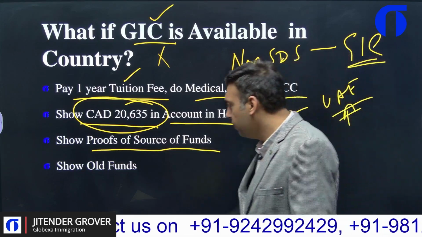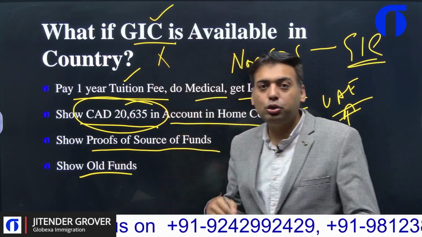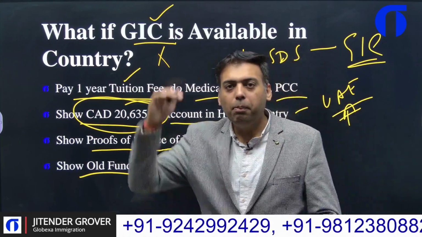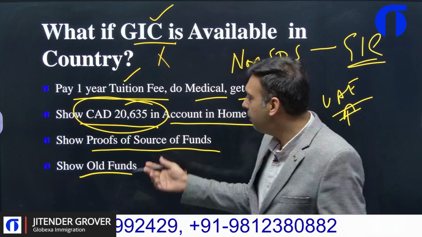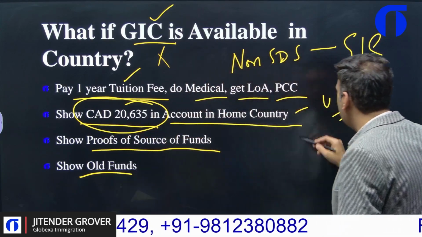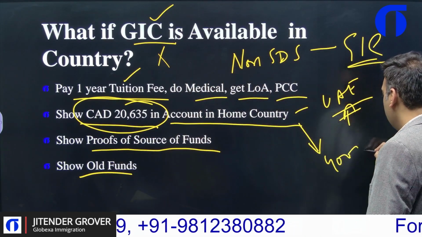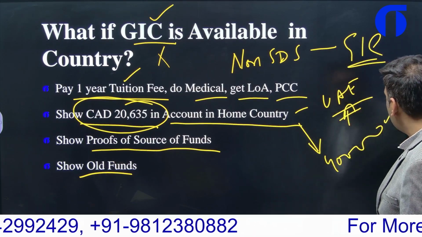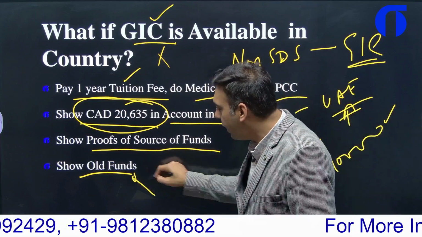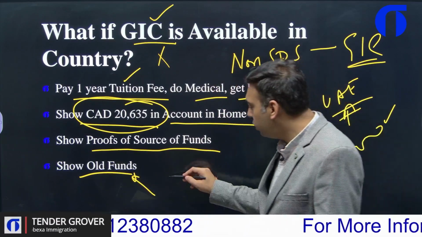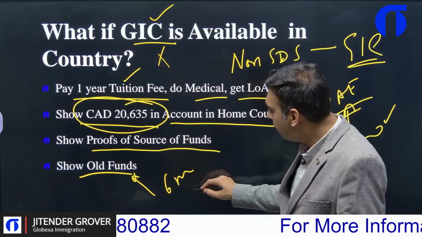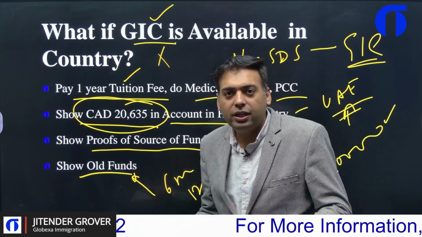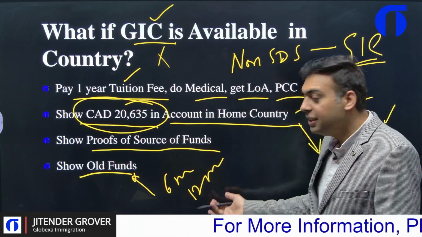It is highly important. Show old funds. If you are able to show old funds, that is always a benefit for you. So I always say the more the better, the older the better. More the better means rather than showing $21,000, if you are able to show $40,000, that will always improve your visa chances. You are showing good financial capacity for your application. Show as much as possible, as old as possible as well. If you are able to show 6-month-old funds, good. If you are able to show 12-month-old funds, even better. If you are showing a fixed deposit which is 12 months old in your name, that is always better.